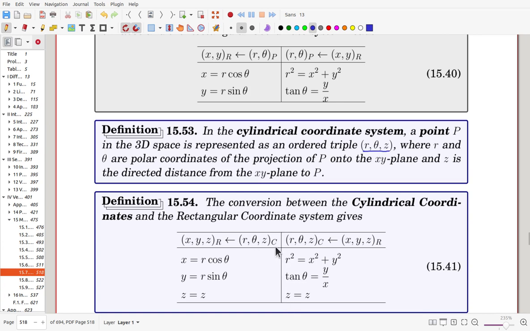From cylindrical coordinates to rectangular coordinates, x and y are obtained exactly the same as in the formulas for polar coordinates, and z remains the same. The other directional conversion is also the same. Now r and theta can be obtained as in polar coordinates, and z is not changed.